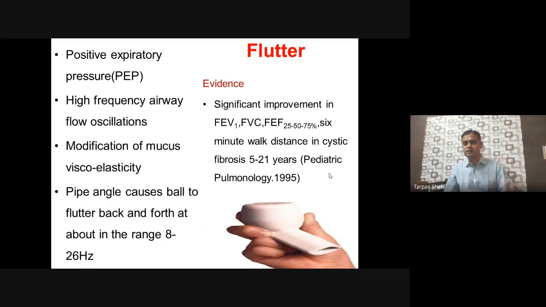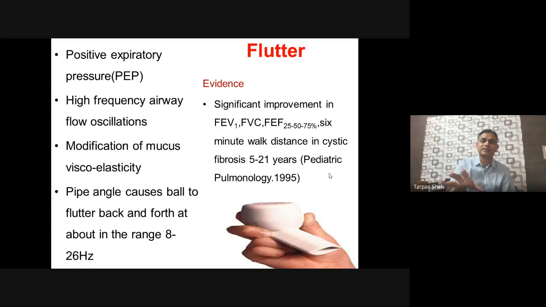Second is your flutter device. You can see here the image of the flutter device. It has one stainless steel ball inside, and you can use this device, and this will give a significant improvement in FEV1, FVC, and FEF. And a very important finding is the 6-minute walk distance in cystic fibrosis patients. It has also shown improvement. So the flutter device can be used.